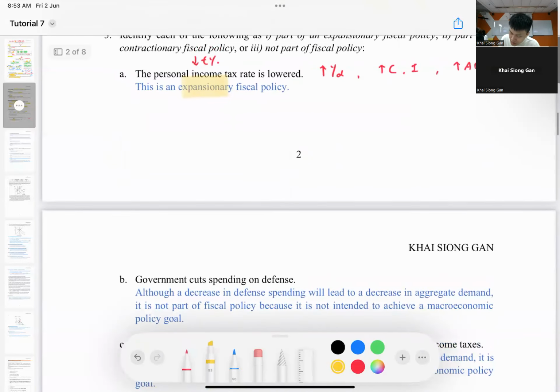Question B, government cut spending on defense. Now, although this is a cut in spending, a decrease in defense spending will lead to a decrease in aggregate demand, but it's not really considered as a fiscal policy. Why? Because it is not intended to achieve a macro objective here. Because usually you don't really want to cut the spending on defense. Defense is like the military, the defense in the country. So although this can be considered as a cut in government spending, we still don't call it a fiscal policy because it does not achieve the macro aims.